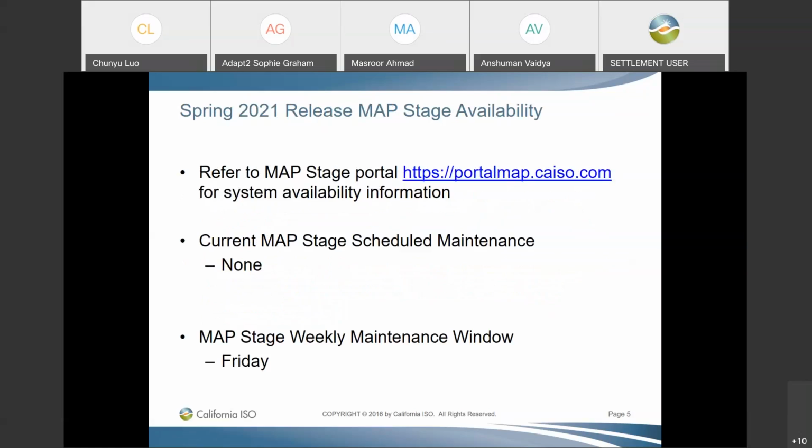Currently, we don't have any Mapstage scheduled maintenance. All the applications should be up. You can also find up-to-date Mapstage availability on portalmap.kaiso.com. Any questions regarding Mapstage availability? Okay, moving on.